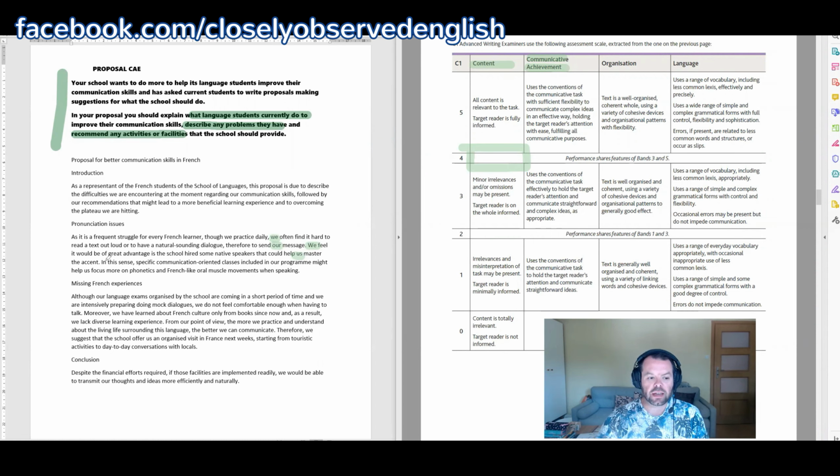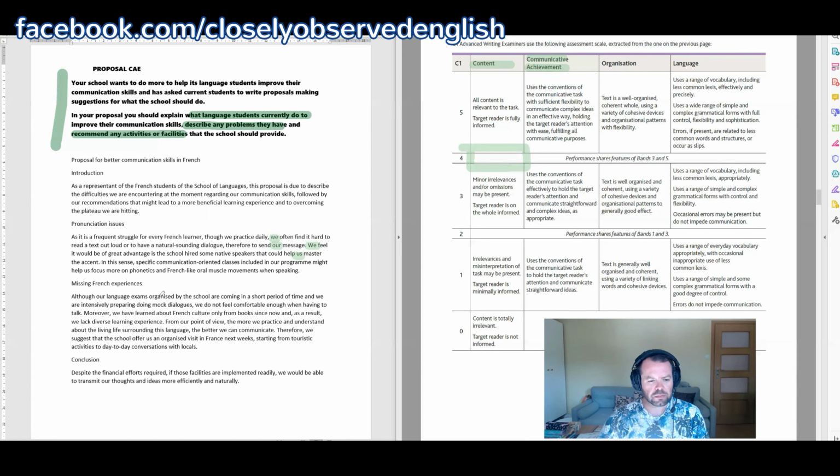So instead of "we feel it would be of great advantage," you could say "it is felt that hiring a native speaker would be an advantage, as this would help mastering the accent." That sentence then sounds a lot more formal because you'll notice there are no personal pronouns. So that's one thing that could move the communicative achievement a little bit higher. But otherwise, I think that it's pretty good.